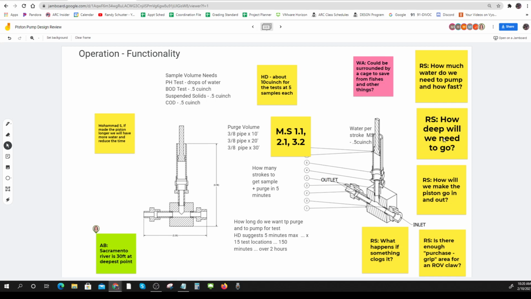So we've talked about how deep it is. We're working still on how to do this. But I need this answer now. How many strokes to get the sample plus the purge in 5 minutes? Because that's going to put us out on the river for a little over 2 hours. But then if we want to cut it down, we'll know what to do, right? Anybody got that one yet?